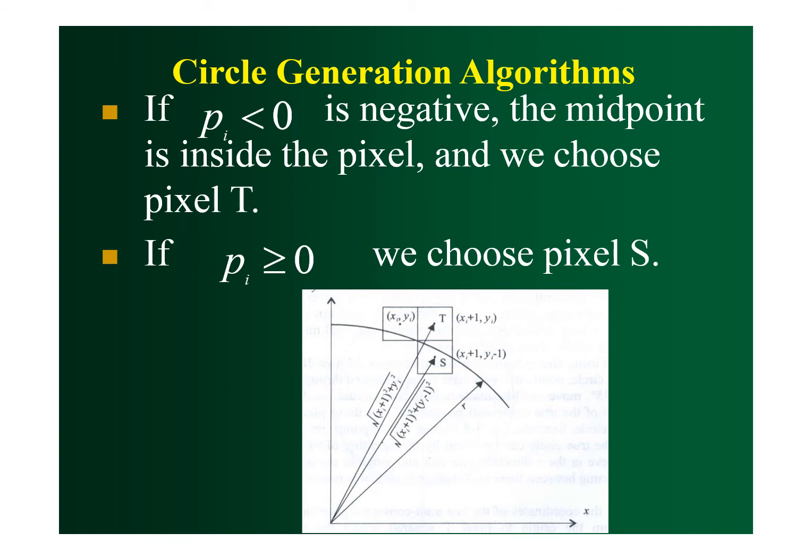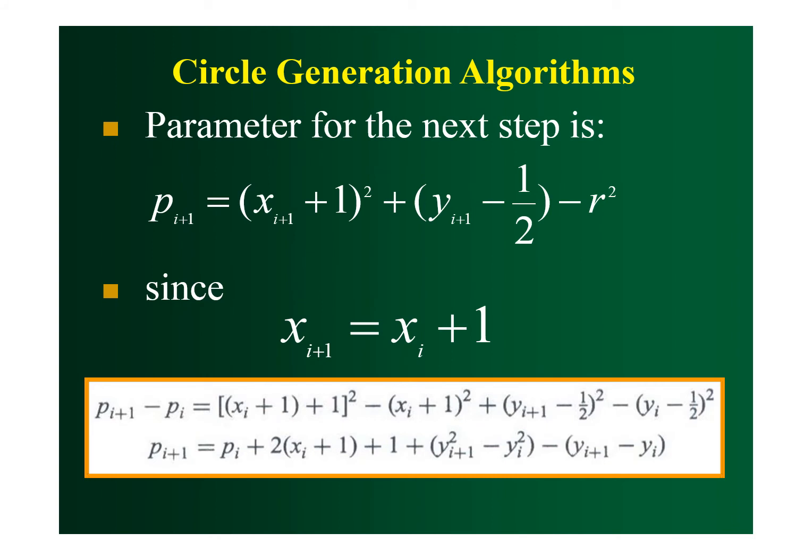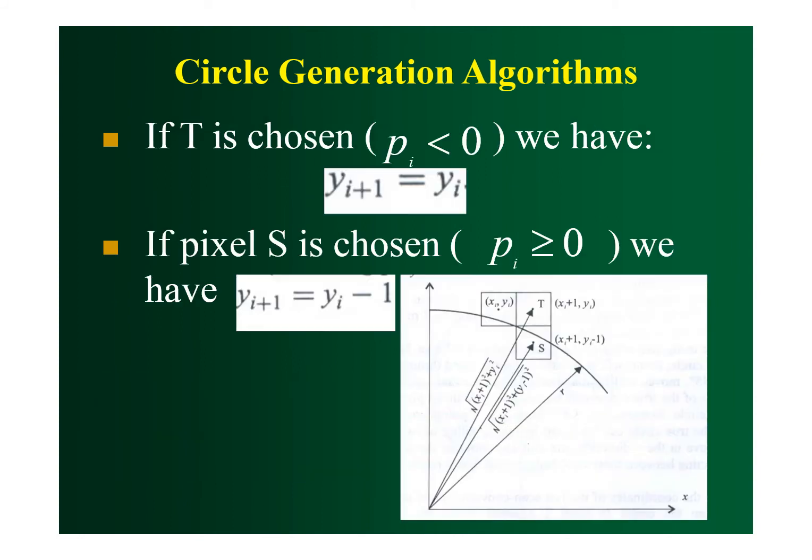If p is less than 0, that is negative, the midpoint is inside the circle, and we choose the pixel T. If p is greater than 0, we choose the pixel S. So the parameter for the next step is ((xi plus 1) plus 1) the whole square plus (y(i plus 1) minus 1 by 2) the whole square minus r square. Since x(i plus 1) is equal to xi plus 1, we may substitute this in the decision parameter, and on simplification we end up with the shown equation.